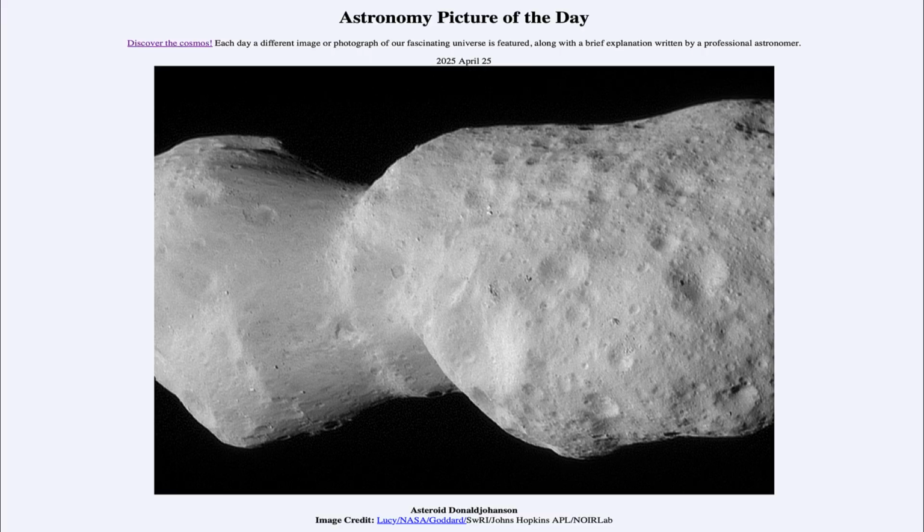So that was our picture of the day for April 25th of 2025. It was titled Asteroid Donaldjohanson.